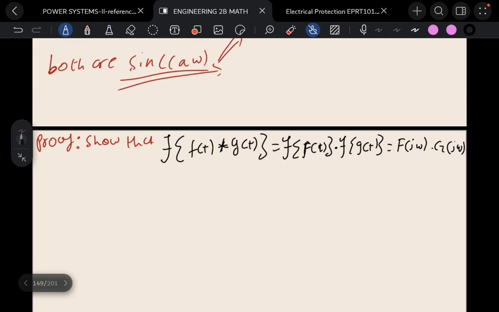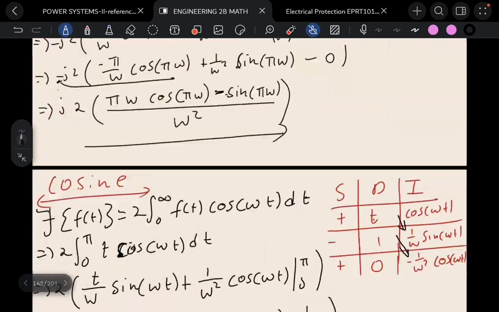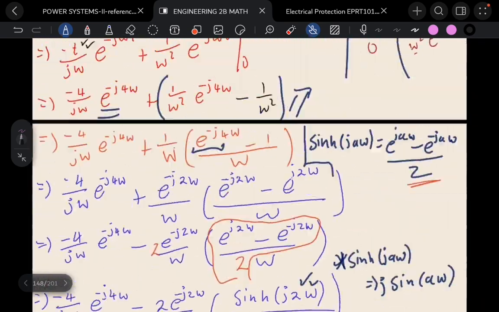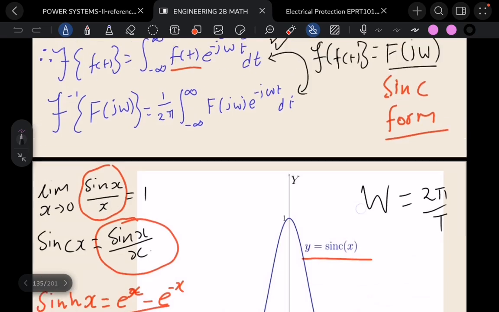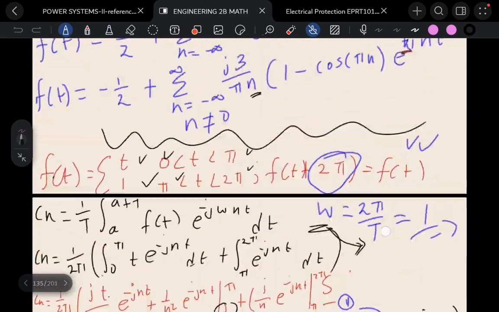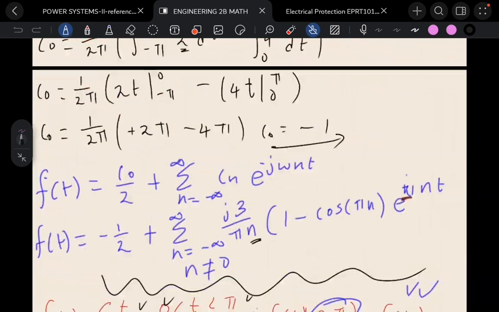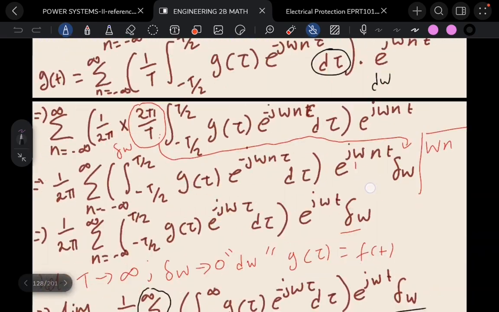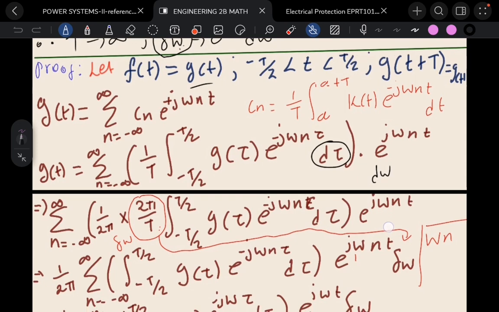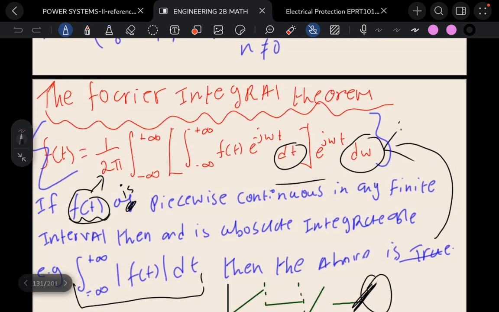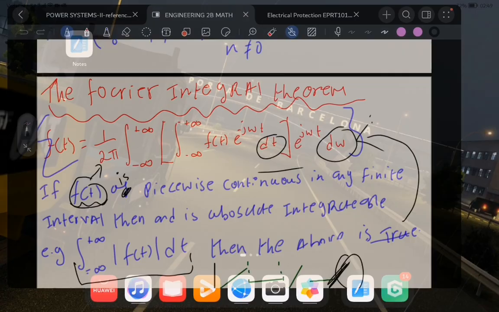Now, the way that we are going to show this, we are going to use a theorem that we learned previously. It's called the Fourier integral theorem. It is this theorem here. So keep this theorem in mind, by the way.